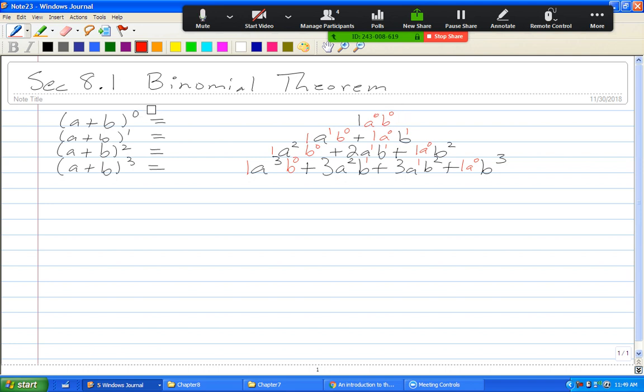So now what you notice is that 0 plus 0 is 0. 1 plus 0 is 1. 0 plus 1 is 1. So notice that the sum of each of these exponents is just equal to this exponent. Next, the coefficients here are just the coefficients of Pascal's triangle. And so this is Pascal's triangle.